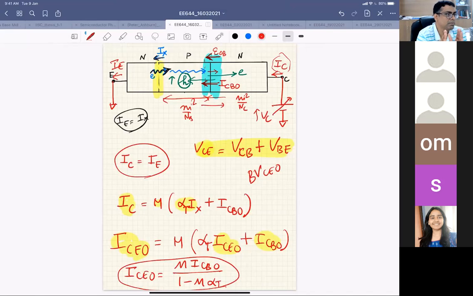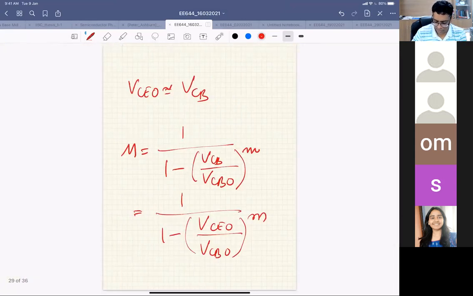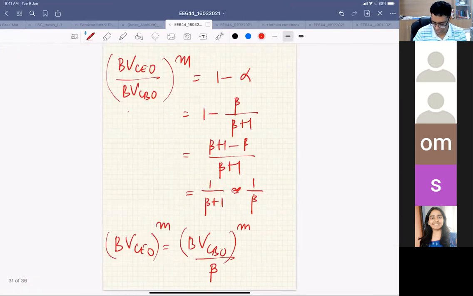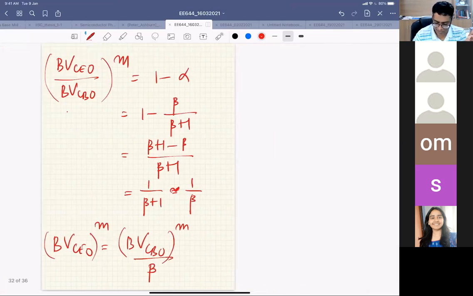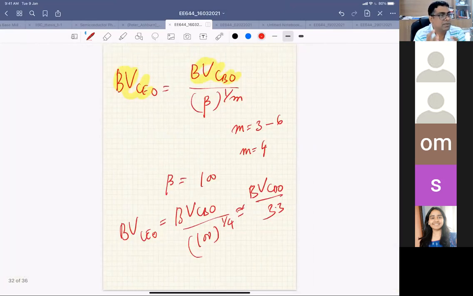So you just have to keep in mind that when I talk about BVCEO, it will be a smaller number than BVCBO. If I want to put it in equation format, and this is not an exact equation, we have taken approximations. If you go by the equation, by taking several approximations, BVCEO is BVCBO divided by the m-th root of beta, that is, BVCBO times 1 by beta to the power 1 by m. So this is the number.